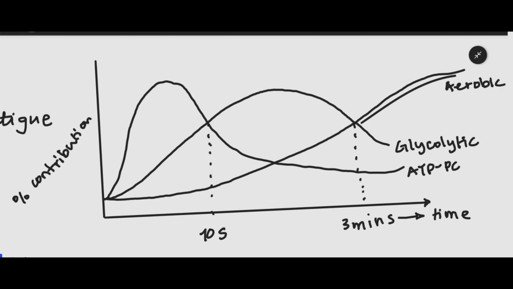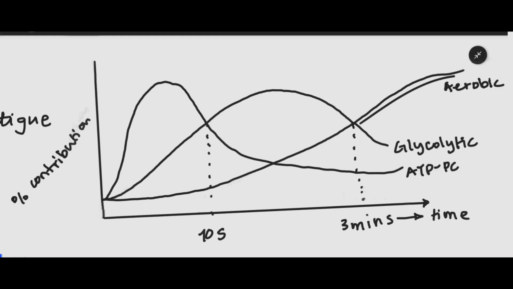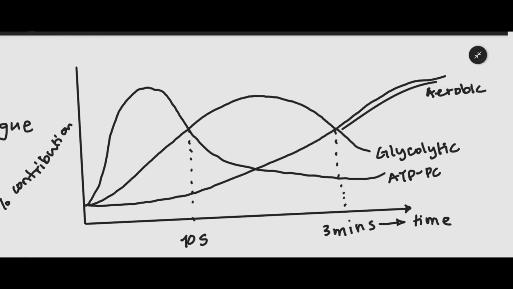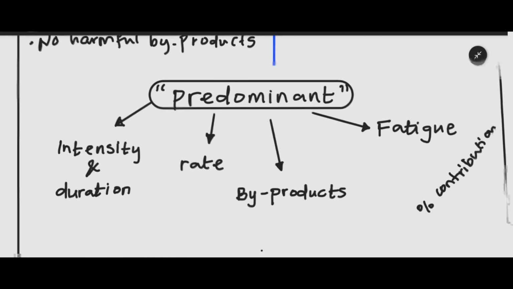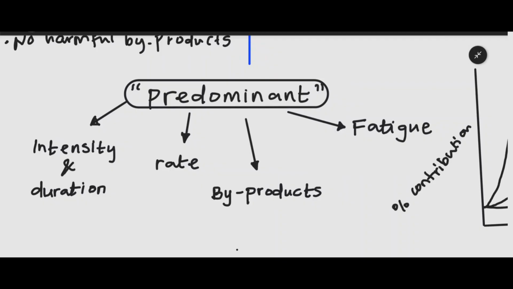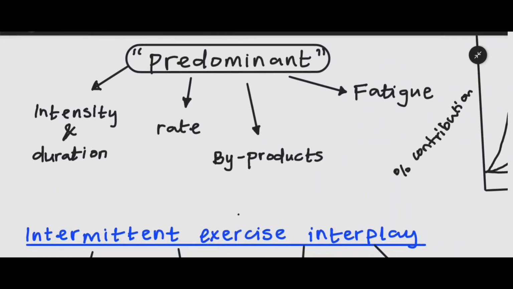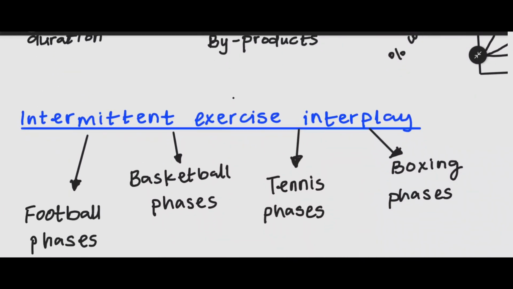The energy continuum is basically showing us the interplay of different energy systems based on the intensity and duration of exercise. And because of this energy continuum, it's important to understand that different activities, different sports have different phases, right? And we can refer to this as intermittent exercise interplay.